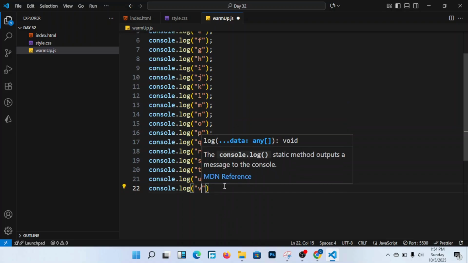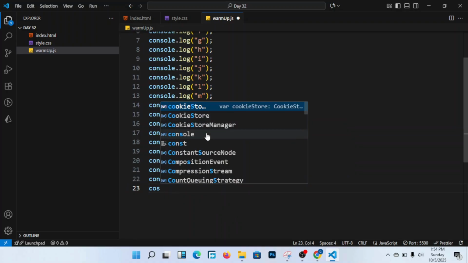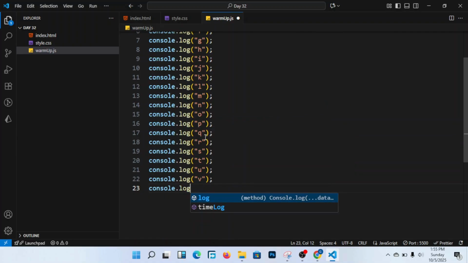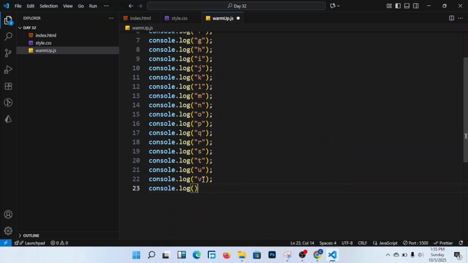U, V, W. Console.log, console.log, W. Then U, V, W, X, okay?